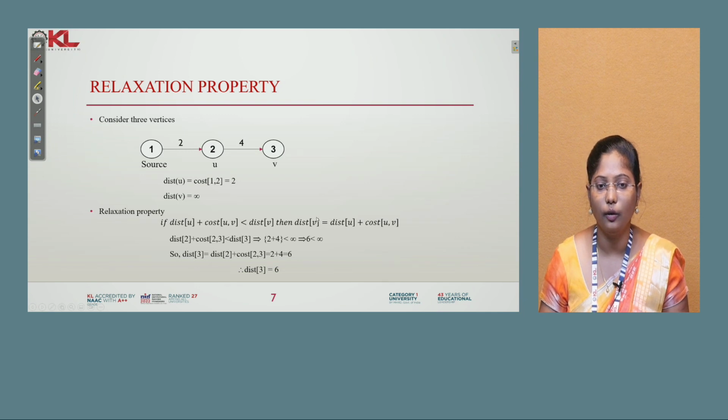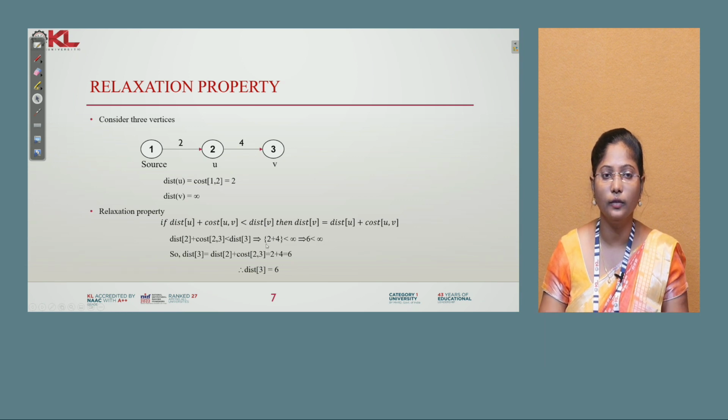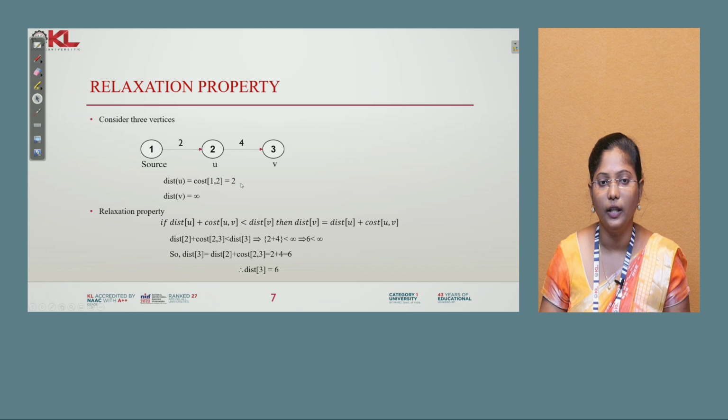So distance of 3 by using this formula equals distance of 2 plus cost of 2 comma 3. Distance of 2 is 2, right. Then cost of 2 comma 3 is 4, right. So 2 plus 4 equals 6 and distance of 3 equals 6, right. So we found the distance of 3. So this is the relaxation property. Then let us check one simple example, and due to that we will understand very clearly.